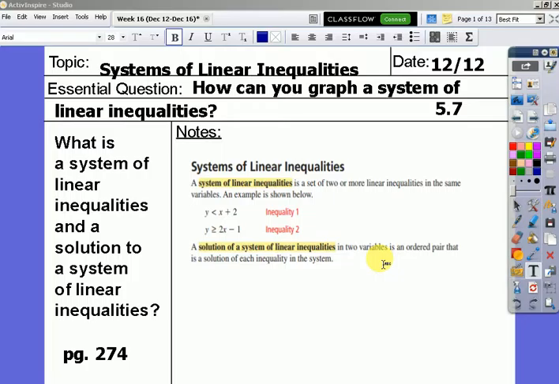I would encourage you to use colored pencils or highlighters or something that will allow you to distinguish the areas that are shaded from the shared shaded region, because remember, that is your solution to the system, the shared shaded region.